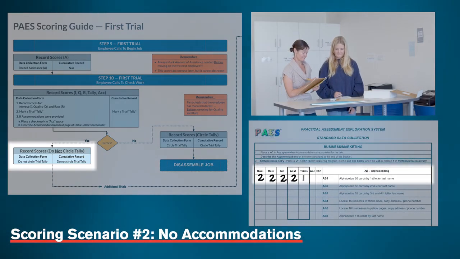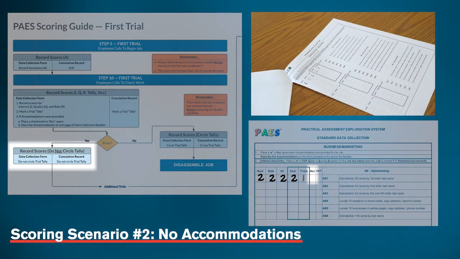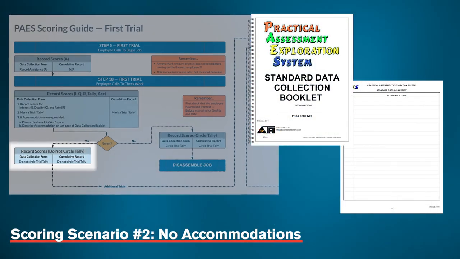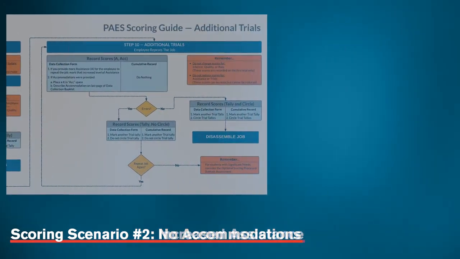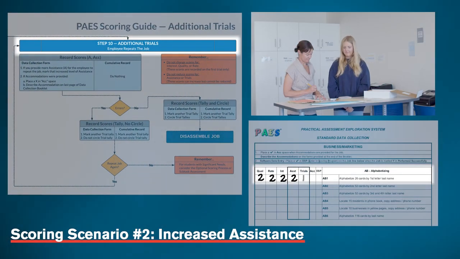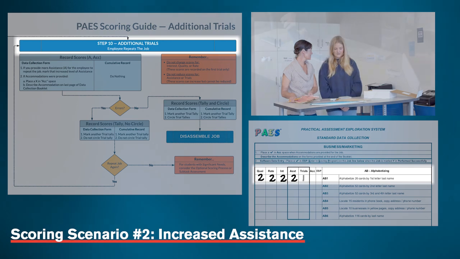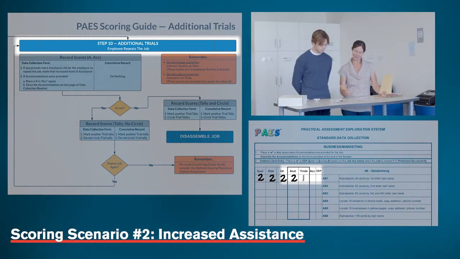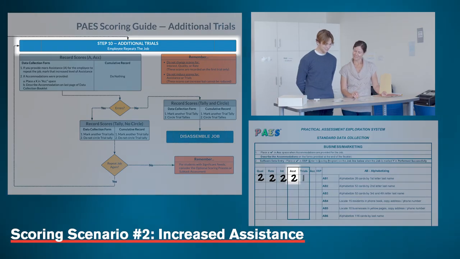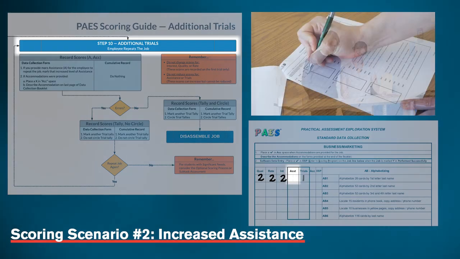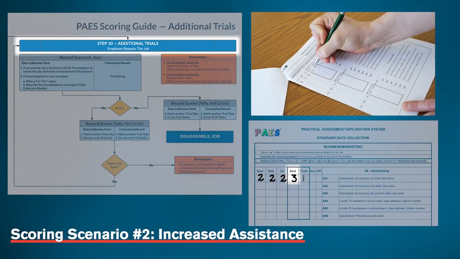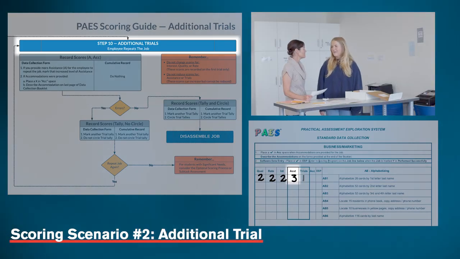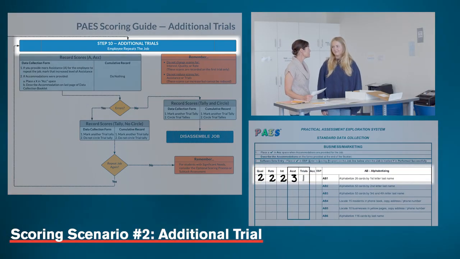Accommodations weren't provided, so there's no need to make a check in the ACC space or describe accommodations in the last section of the data collection booklet. After recording scores, decide if you think the employee needs any additional assistance before their second trial. If the employee does need more assistance, give them additional levels of assistance and update their assistance score. After recording an updated assistance score, if necessary, instruct the employee to try the job again.